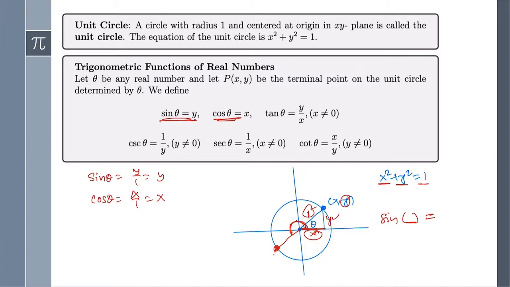Similarly, we can find the other 4 trigonometric functions. Tangent is sine over cosine, y over x. Cosecant is the reciprocal of sine, so 1 over y. Secant is the reciprocal of cosine, so 1 over x. And the cotangent is the reciprocal of tangent, which is x over y. So we can find all other ratios once we have sine and cosine.